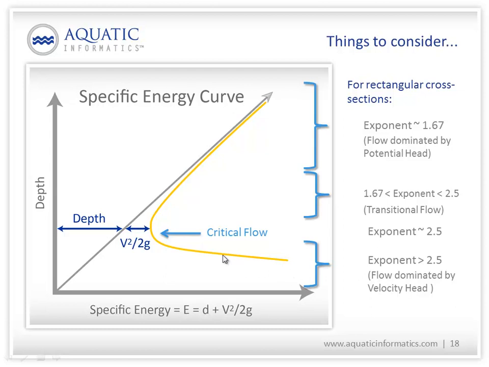Now, what we try to do when we're locating our gauges is choose locations where we get a nice potential energy dominated relationship with energy. Because as you can see, for any given change in depth, here we get a relatively small change in energy. That gives us a lot of resolution, a powerful relationship for discriminating between any change in discharge as a result of change in stage.